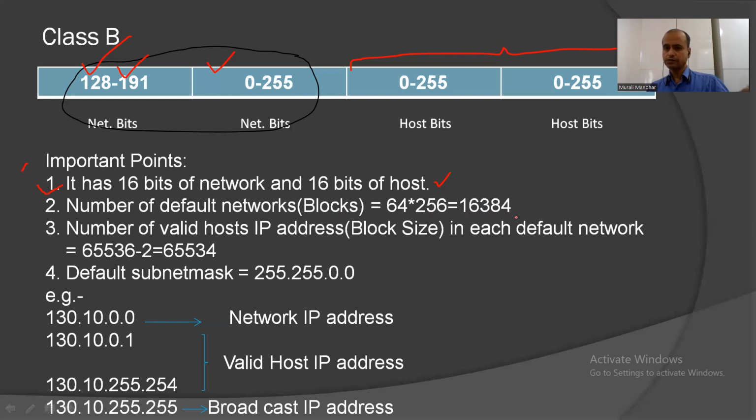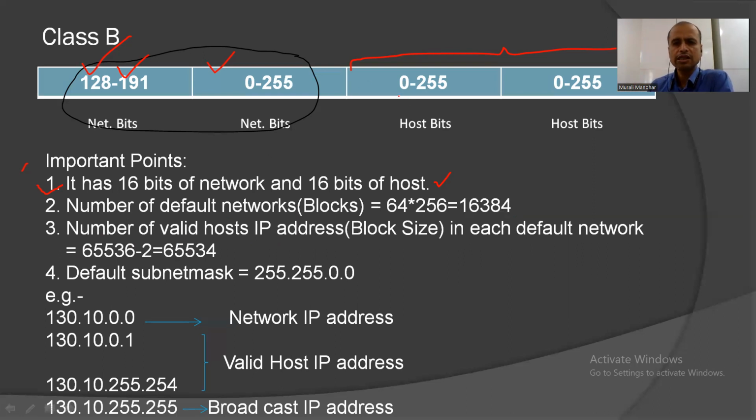If you compare it with class A, in class A we can form only 128 networks, but in class B we can form 16,384 different networks. Okay. And if the number of networks is increasing, then in each network the number of hosts will decrease. So now how can we calculate the total number of hosts in each network?